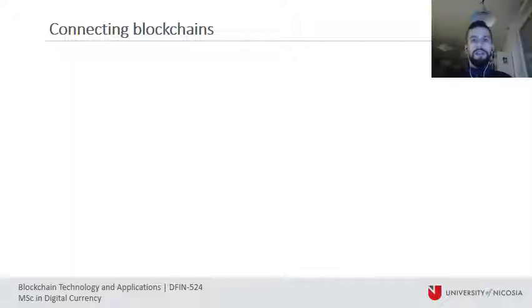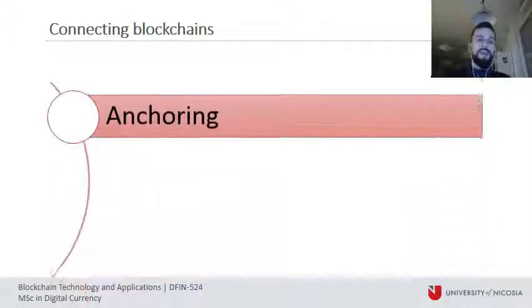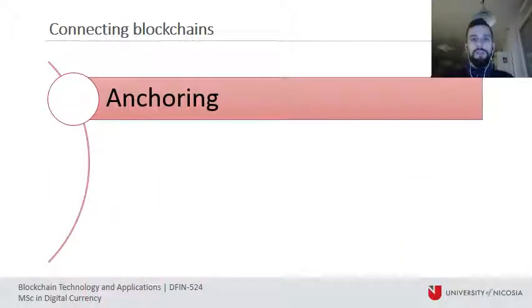Then we will take a look at some ways that different blockchains could be connected to share data, to exchange value, to timestamp data onto another chain, onto another more secure chain, and so on. So we will briefly describe what anchoring means, which is sometimes used to submit a hash from data of one blockchain and commit this hash to another blockchain, usually a public one.